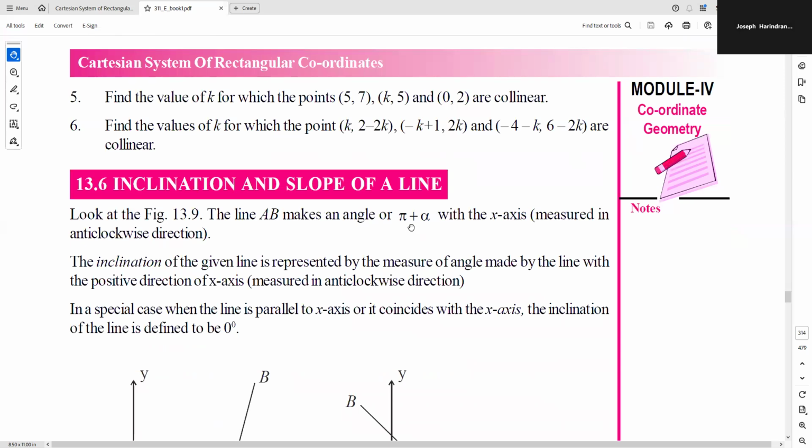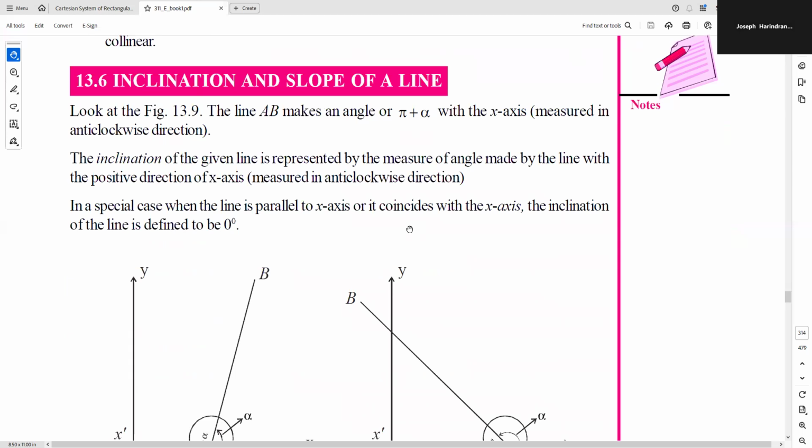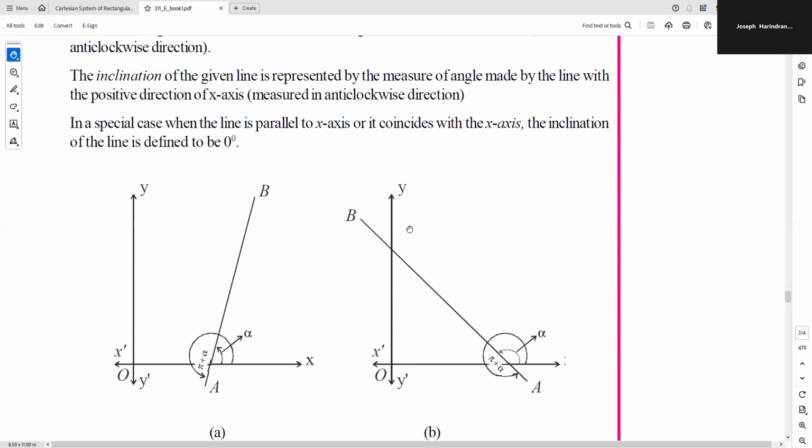Next, we pass on to the inclination. Slope is the other definition, the steepness of the line. Inclination is the measure of the angle made by the line joining 2 points with the positive direction of the x-axis, measured in the anti-clockwise direction. The anti-clockwise direction is always taken as the positive angle. The clockwise direction is taken as the negative angle. This we already saw in the trigonometric functions chapter, one of the early chapters.